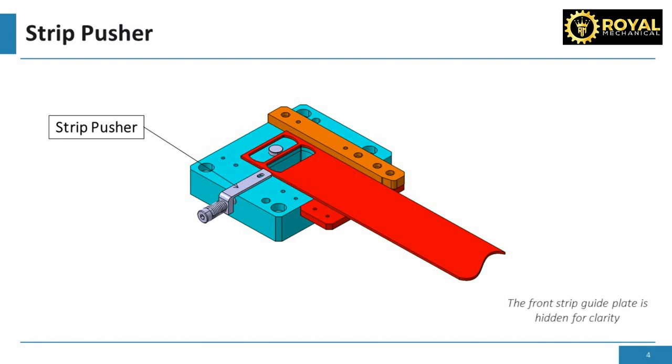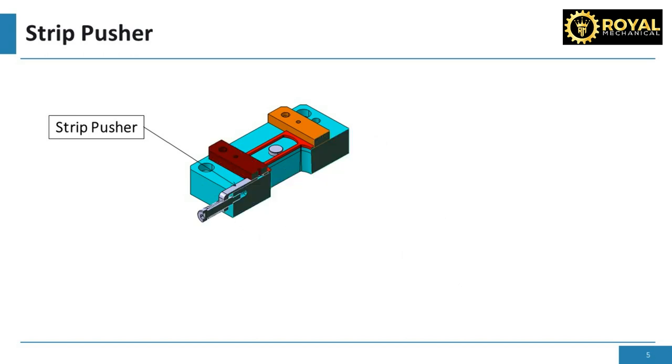The strip pusher is also called the stock pusher. The strip pusher pushes the strip against the rear strip guide plate. Let's take a closer look at the strip pusher.